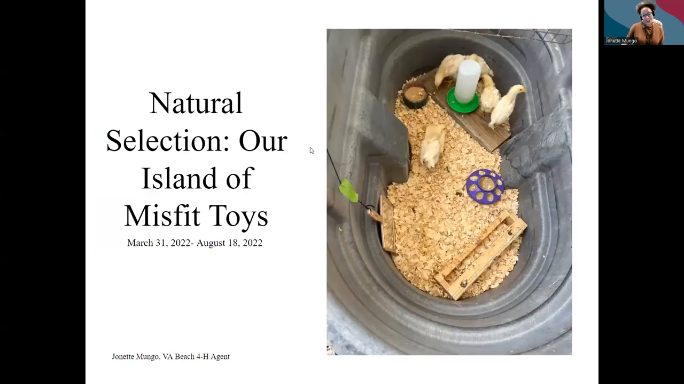So natural selection, this was our island of misfit toys as they got older. So you see, we changed the container until they built their home, but most of them lived from March 31st, which was their birth date, until August 18th, 2022. So we gave them a chance to see what would happen. And that chicky mom who adopted them ended up getting more chicks. And now she is a full-blown chick mom.